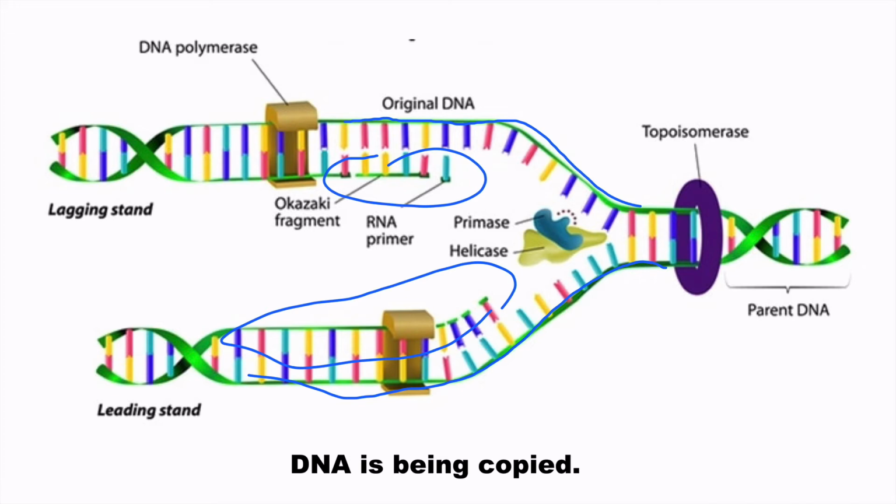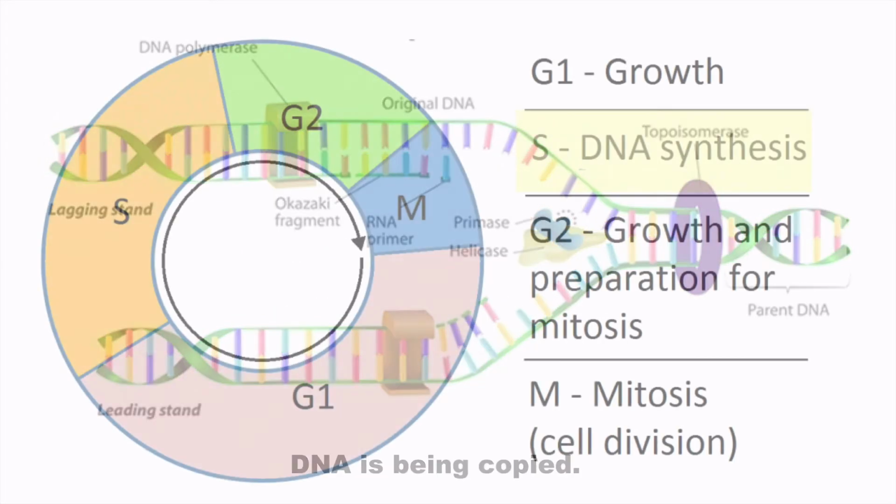So to make a new copy of DNA, the DNA unzips and new pieces are added according to the sequence on either side. And in the end, you wind up with two strands that are identical. So this is the process of DNA synthesis.